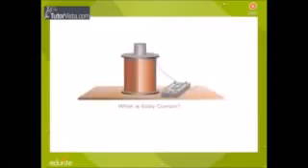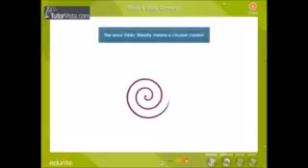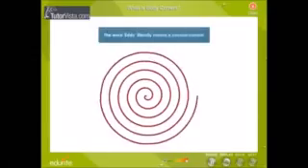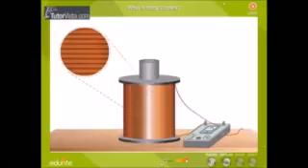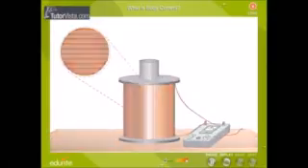Eddy current tube. What is eddy current? The word eddy literally means a circular current. This experiment shows that when a conductor is kept in a changing magnetic field, currents are induced in the body of the conductor. These are currents that occur in very small loops and are called eddy currents.